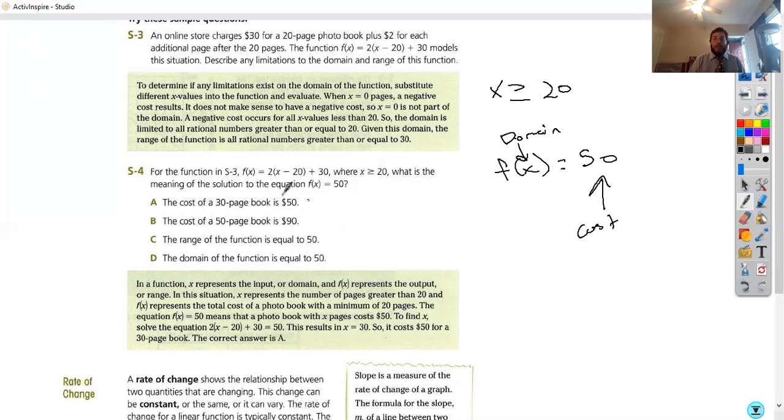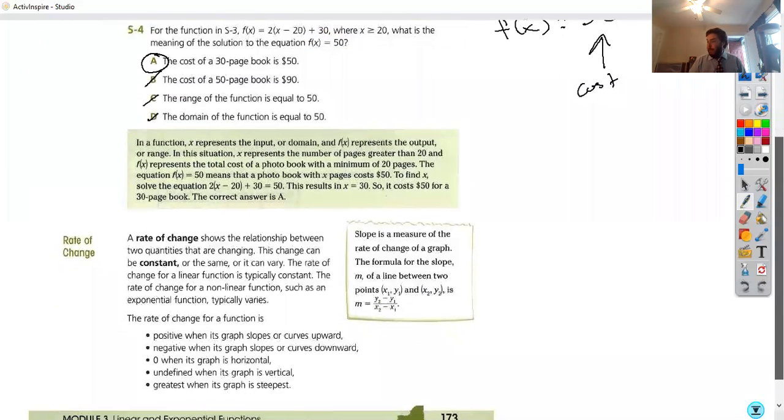That's going to be correct, right? So we don't know necessarily what the input is, but we know that the cost is $50. So if we take a look here, the range of the function is equal to 50. Well, the range of this function can change depending on what our input was. So that's not it. Domain is equal to 50. Nope, because we know the domain is all x greater than or equal to 20. And the cost of a 50-page book is 90. Well, that doesn't have anything to do with what we have here. So that's not going to be our answer either. So it's choice A.